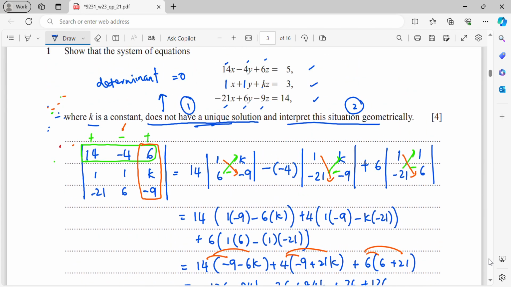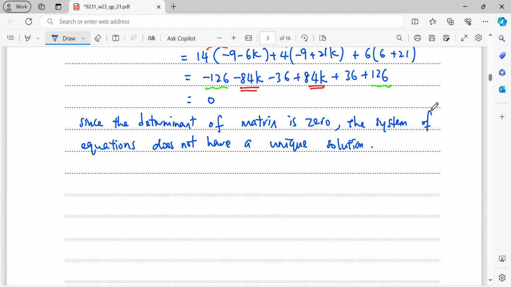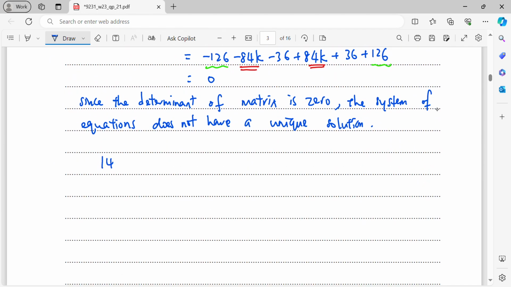Now we are done with the first part. Second part, interpret this situation geometrically. So I need to copy these three equations. I will get 14x minus 4y plus 6z equals 5. Then x plus y plus kz equals 3. And lastly, minus 21x plus 6y minus 9z equals 14.